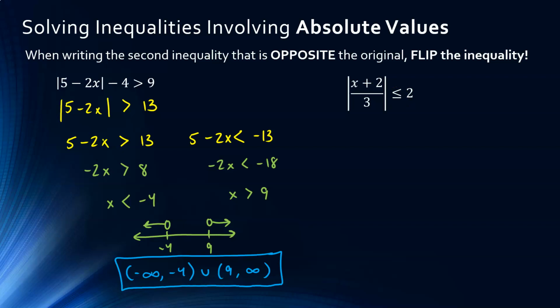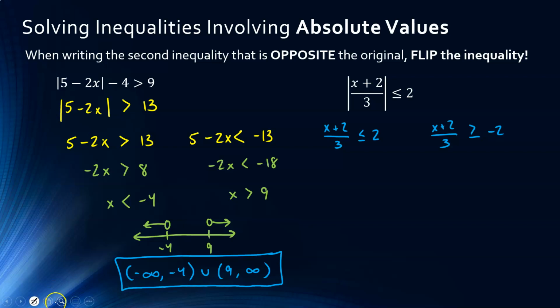So I'm going to set up my two separate equations. I'm going to have one that's going to be (x + 2)/3 is less than or equal to 2. And the other one's going to be (x + 2)/3. Since I'm going to change that 2 to a negative, we have to flip our inequality. So it's going to be greater than or equal to negative 2.